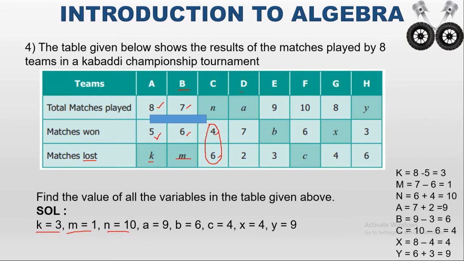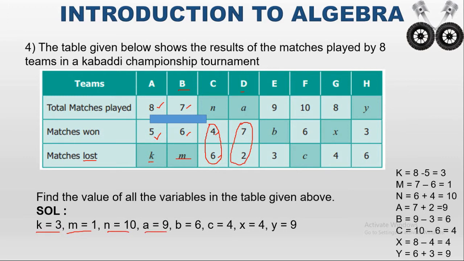For team D, again here also they didn't give the total matches played. Instead, they gave the total matches won as well as lost. So you have to add won plus lost, that is 7 plus 2. So you will get the answer 9. So A value is 9.